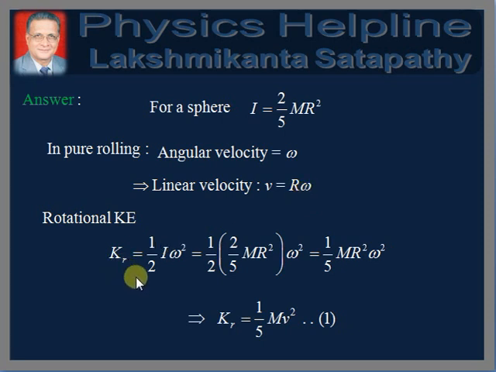Therefore, rotational kinetic energy KR is equal to half I omega squared. Half into I, which is 2/5 mr² into omega squared, where the 2 and 2 get cancelled. We get KR is equal to 1/5 mr² omega². But we know that r omega is equal to v, therefore r² omega² is equal to v². This gives us KR is equal to 1/5 mv².